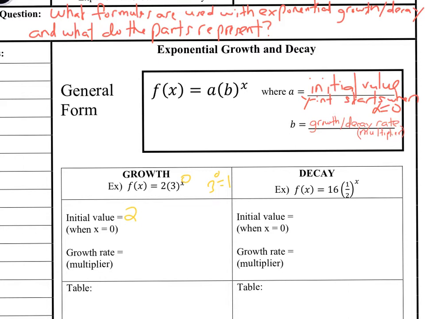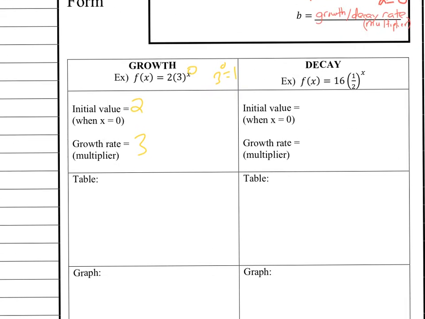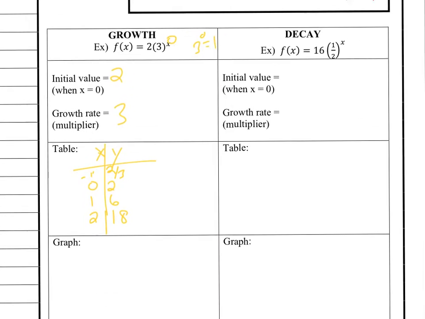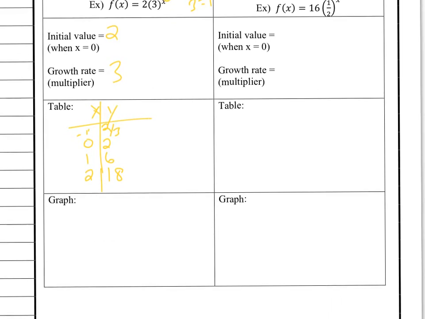Right, the growth rate, the multiplier, okay? It's growing multiplied by 3 each time. Table of values from your calculator, not extremely important, just copy it down. What we would have, negative 1 is going to be 2/3. 0 is going to be 2. 1 is 6, 2 is 18, and then it really starts to go up. So this is going to be your exponential growth. Make a quick sketch.